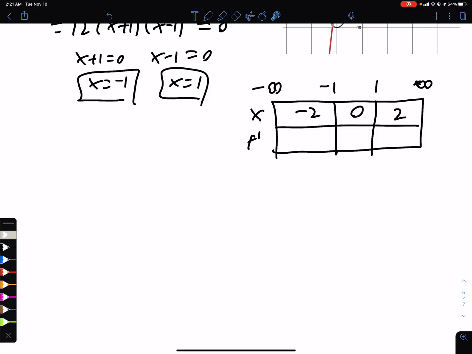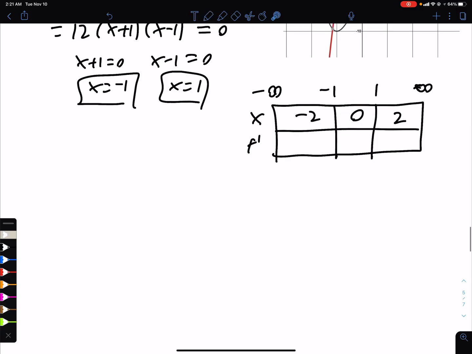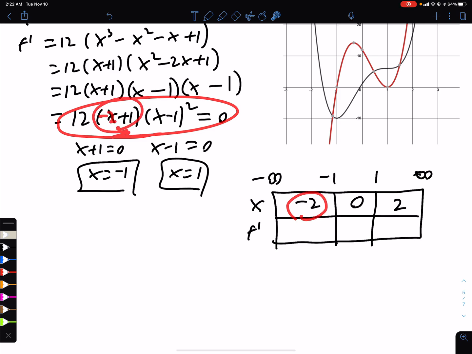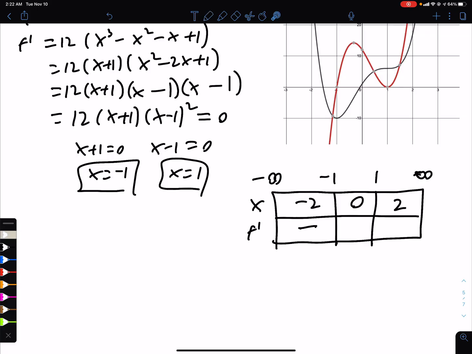0 is nice because it's really easy to plug in. Now, here is f prime. I'm going to plug in negative 2. Negative 2 plus 1 gives me negative. Negative 2 minus 1 is negative, but we square it, so it's positive. A negative and positive get me negative. I know that the derivative is always negative between negative infinity and negative 1 because it can only change signs at negative 1 and 1.